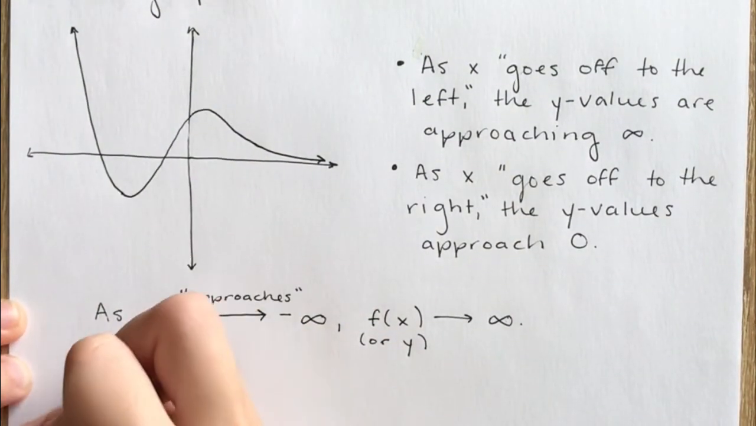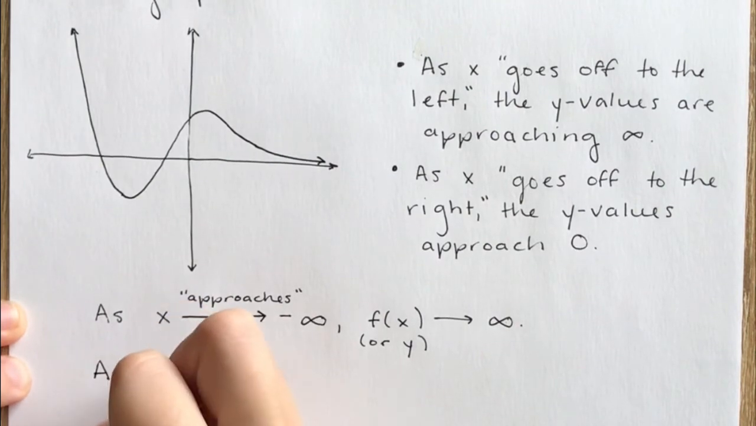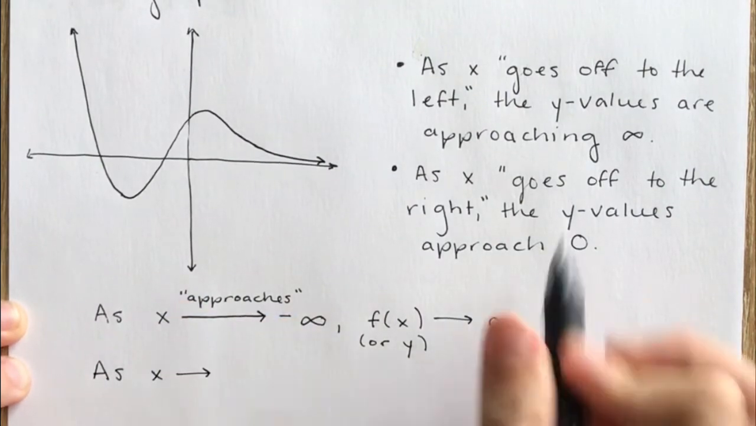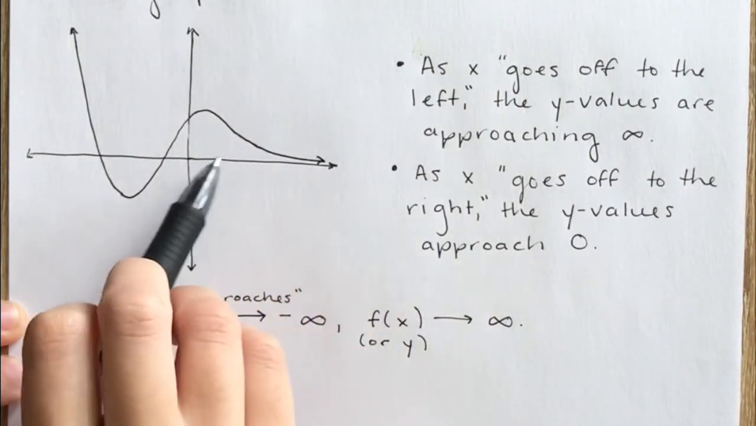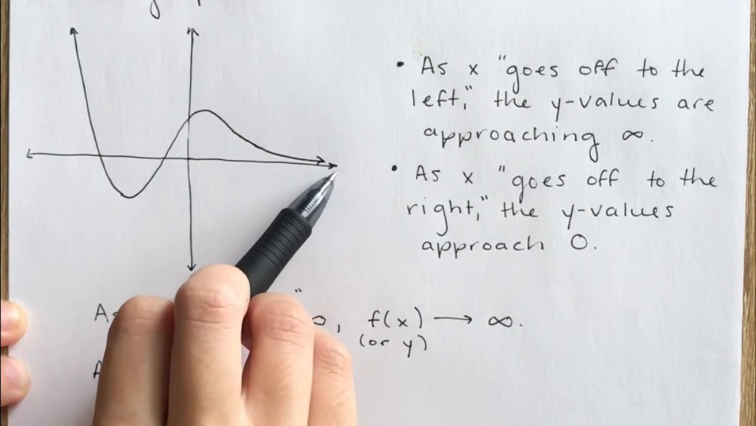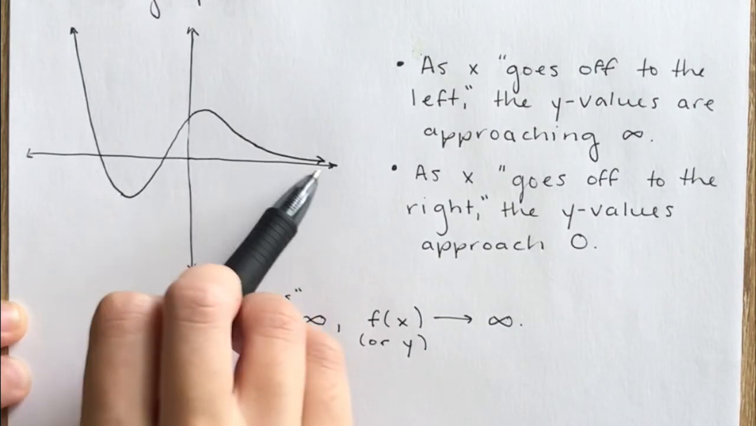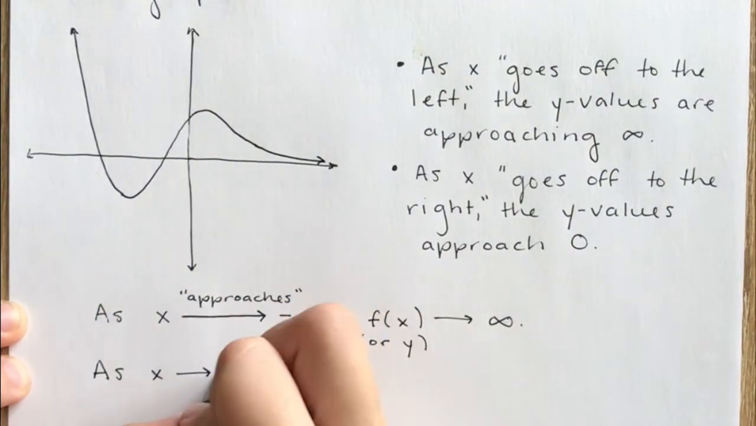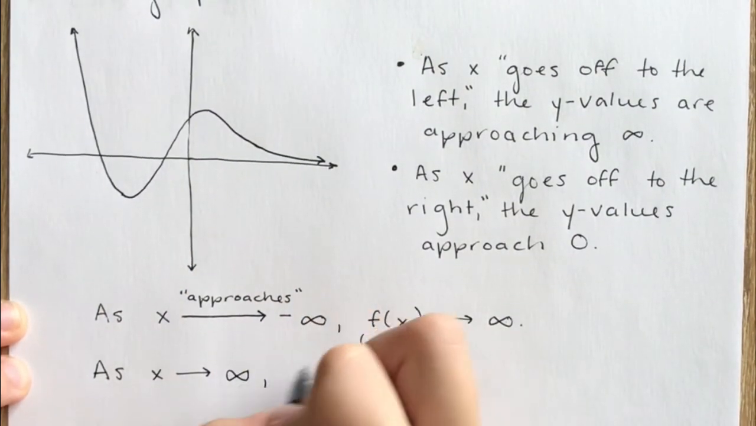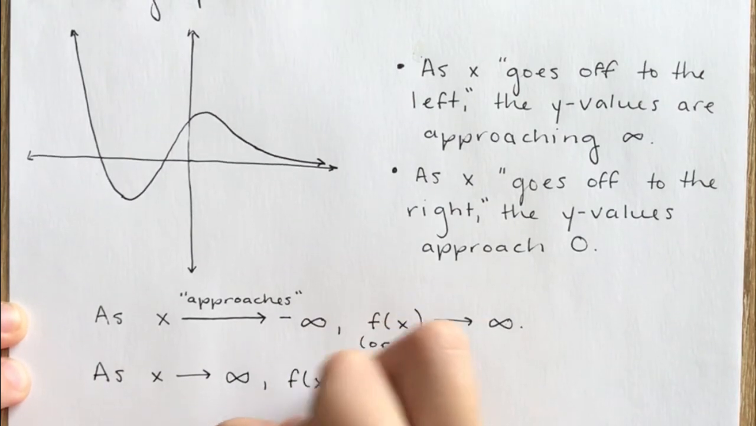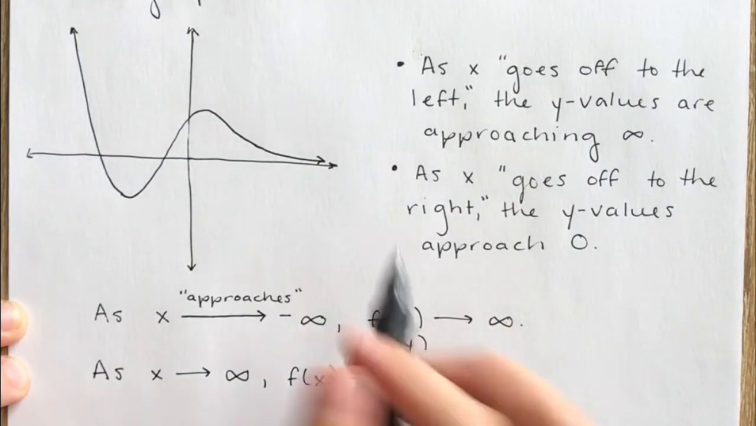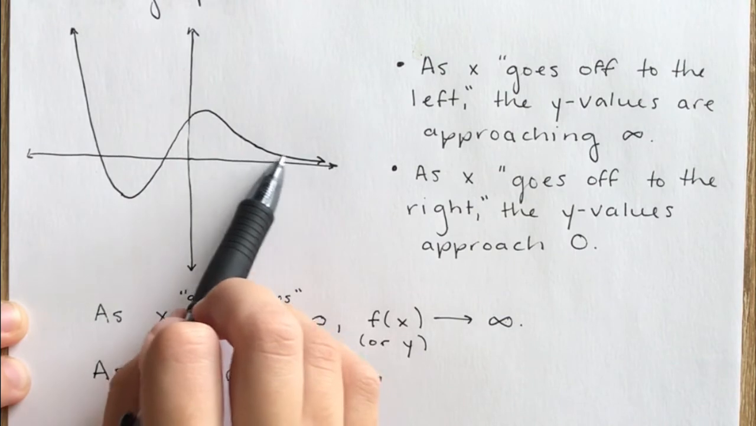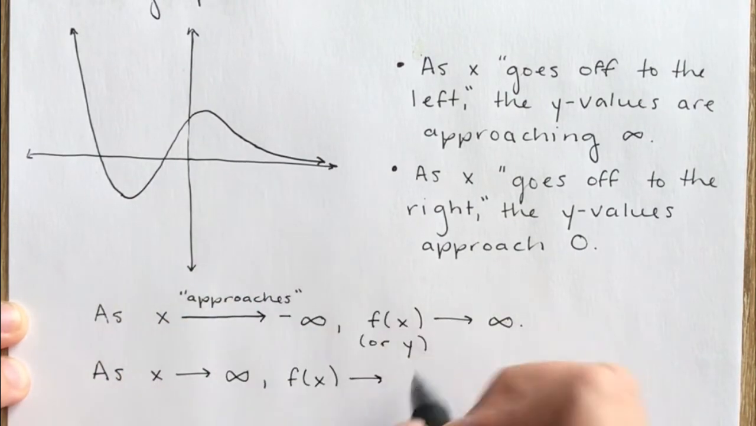Let's do the right side. So as x approaches, so we're thinking about the right, what's happening to the x values as we move off the graph to the right? They're getting really, really large, so they are approaching positive infinity. What did we say was happening to our y values there? Well, they're getting really, really close to, they're approaching 0.